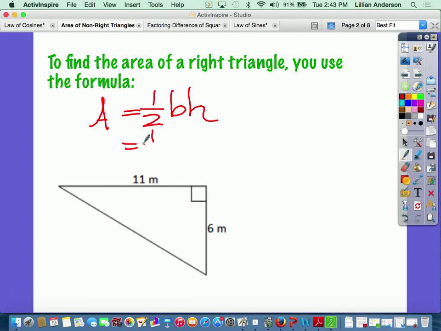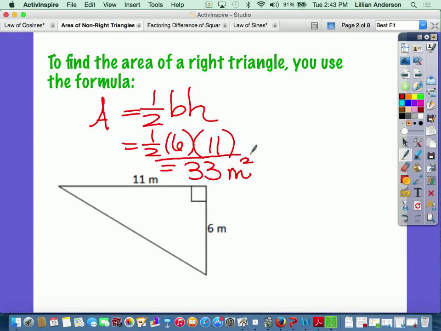What's my base? 6. My height? 11. Does it really matter? No. This is a right triangle. It's universal. So what is my area? 33. And you cannot forget your units. Meters squared. Squared always goes with area. Cubed goes with volume. So do not forget your units here. We're dealing with area.